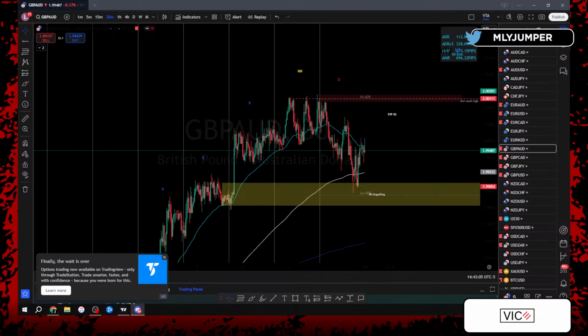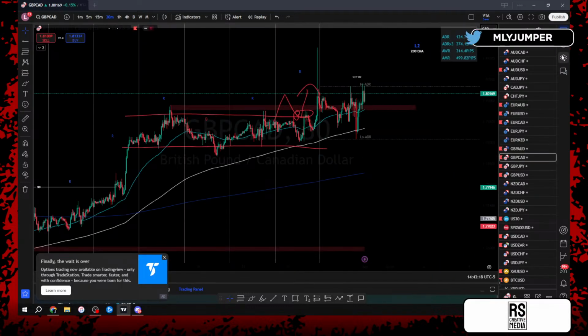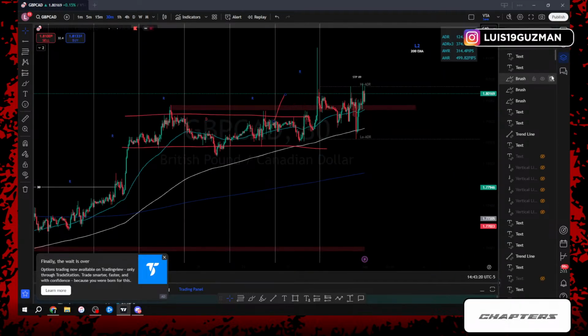We have a continuation in the 4-hour time frame, so GBPAUD, this is a third week high. So GA is looking good. It's definitely going to be one on my watch list going into this upcoming week.